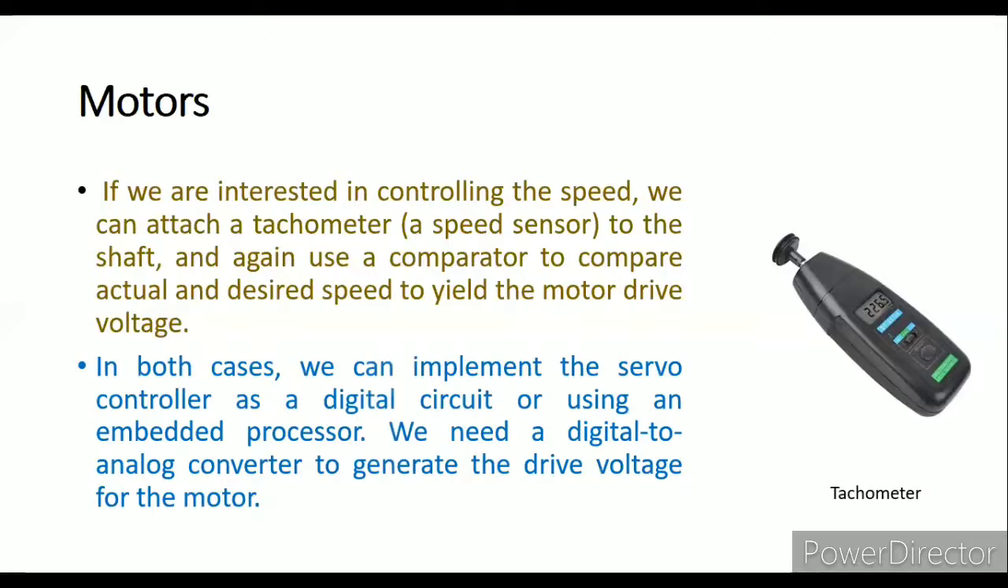In both cases, we can implement the servo controller as a digital circuit or using an embedded processor. As we have discussed in HDL, we tried to control it with the help of a simple HDL language. Here we need a digital to analog converter to generate the drive voltage for the motor. Whatever software program we write has to be converted to the analog part, which we can check in the HDL lab, what we have connected there. Whatever the program is written, it is connected, and the current generated by that system is given to the DC motor.